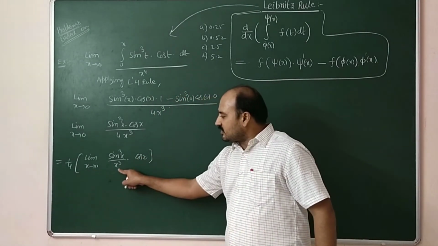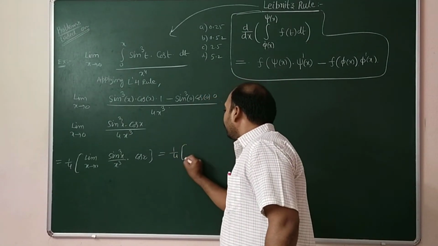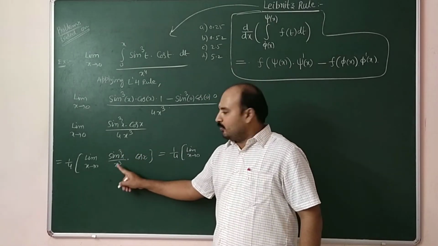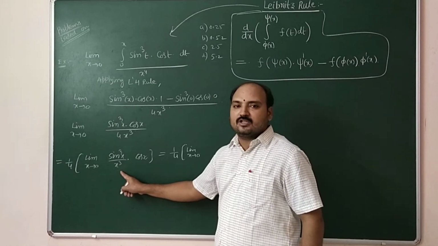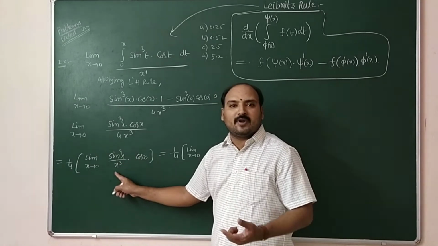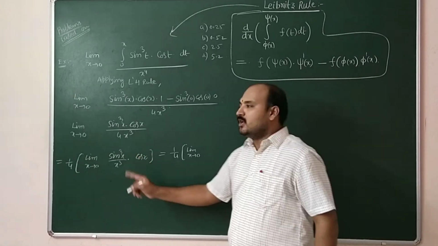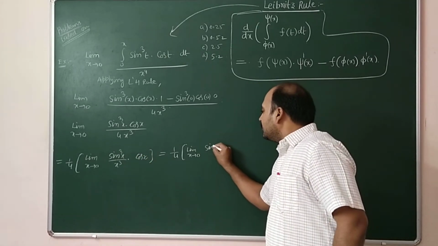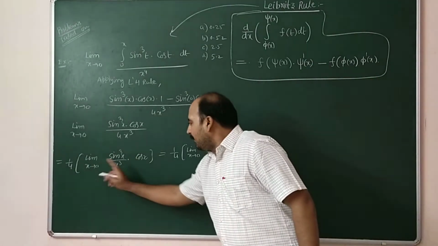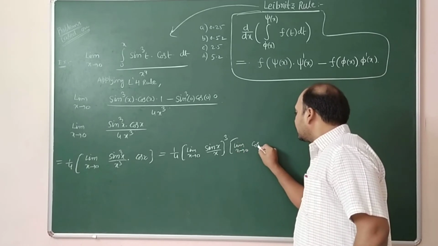After that, limit apply for the first function, limit apply for the second function. 1 by 4, limit x tends to 0, sin cube x by x cube. Both numerator and denominator having same power, so we can write it as limit x tends to 0, f of x whole power n by g of x whole power n can be written as limit x tends to 0, f of x by g of x whole power n. So by using that property, limit x tends to 0, sin x by x whole cube, and limit apply for the second function, limit x tends to 0, cos x.